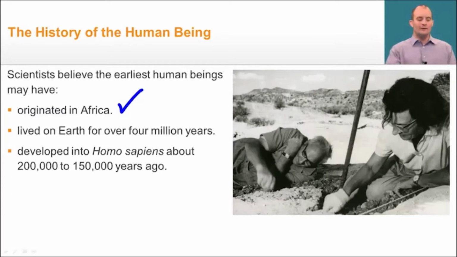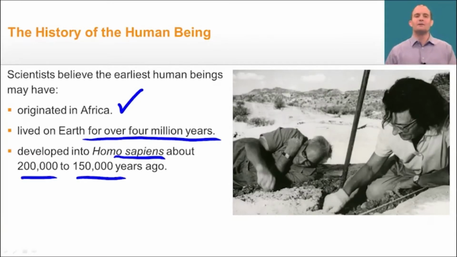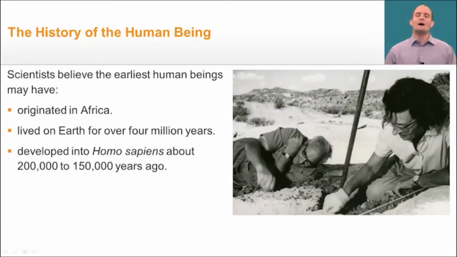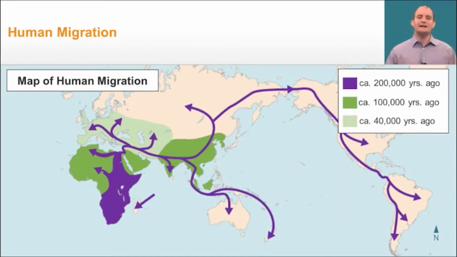And they also believe that many humans lived on the earth for over 4 million years, and they developed into Homo sapiens about 200,000 to 150,000 years ago. Well, obviously, life did not stay in Africa. You find people all over the world.